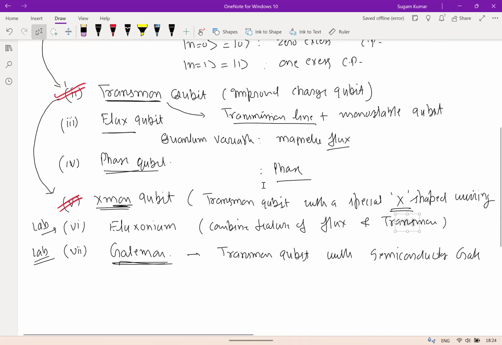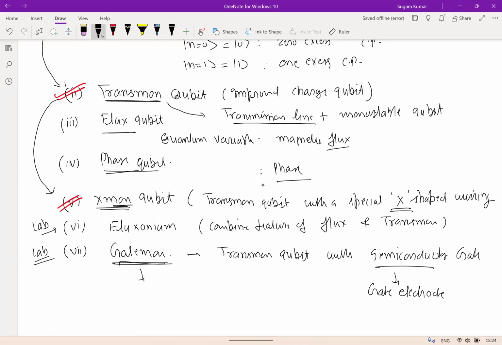Because it is a semiconductor, there is actually a gate electrode. One gate electrode is being used, and if we get some time to study the structure, it is actually a superconductor, then semiconductor, and superconductor structure. So a superconductor, semiconductor, and superconductor junction. This is actually going to replace your Josephson junction.